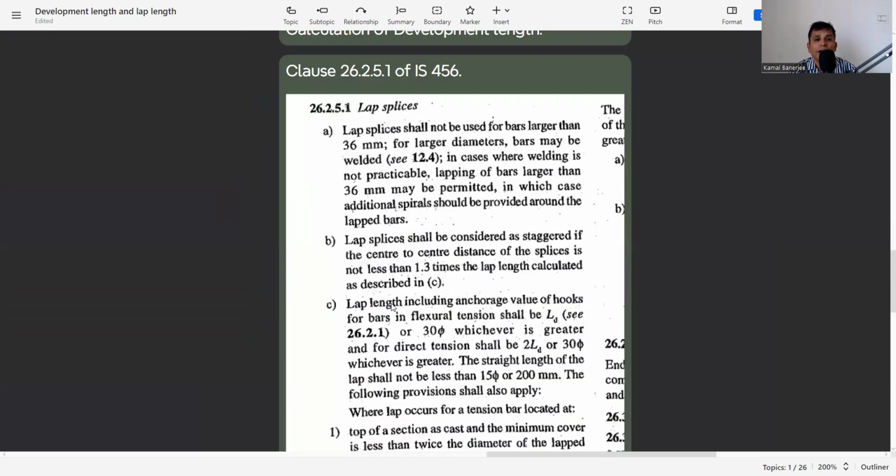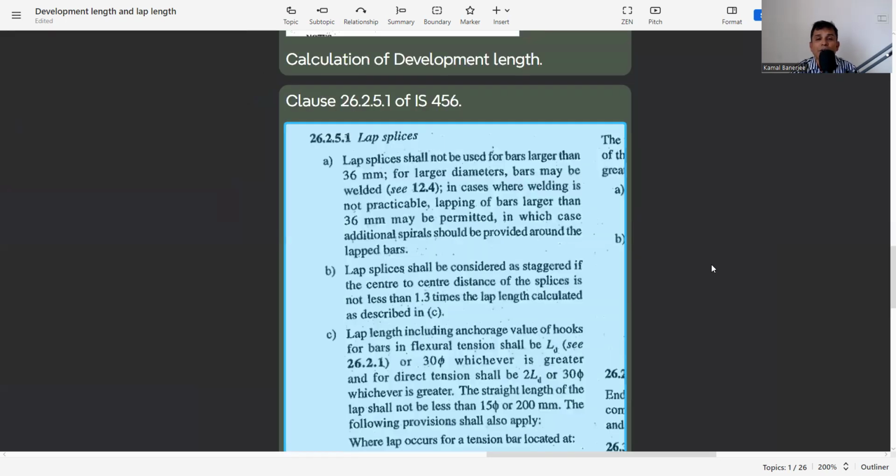Lap splices shall not be used for bars larger than 36 mm. Now it is given as one constraint that if it is more than 36 mm, we cannot use the lap or the splices. Where welding is not applicable, lapping of bars larger than 36 mm may be permitted, in which case additional spirals should be provided around the lapped bar. Now to avoid this, we use the mechanical coupler.